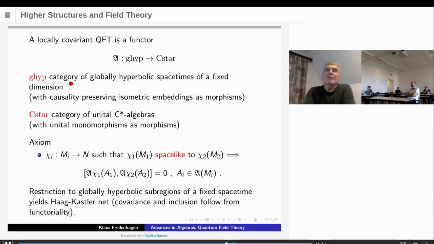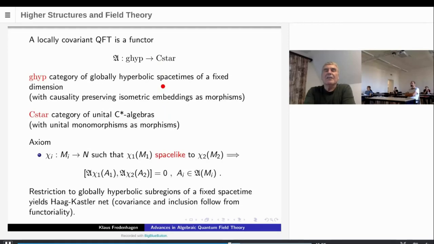And so these are the objects of the category, and the arrows are the causality preserving isometric embeddings. Causality preserving means you keep the time direction, and moreover, if points are causally related in the image, then they are also already causally related in the original manifold. The embedding does not produce new causal relations.